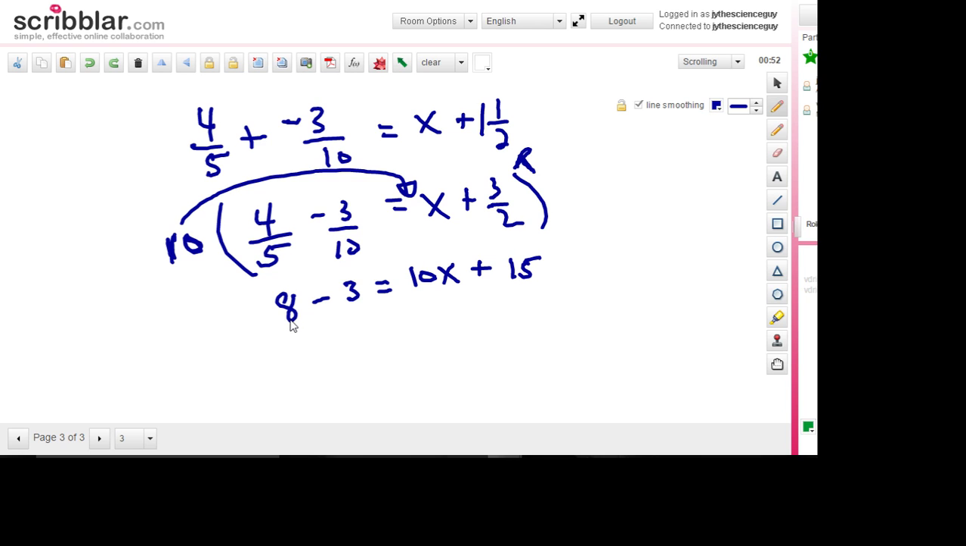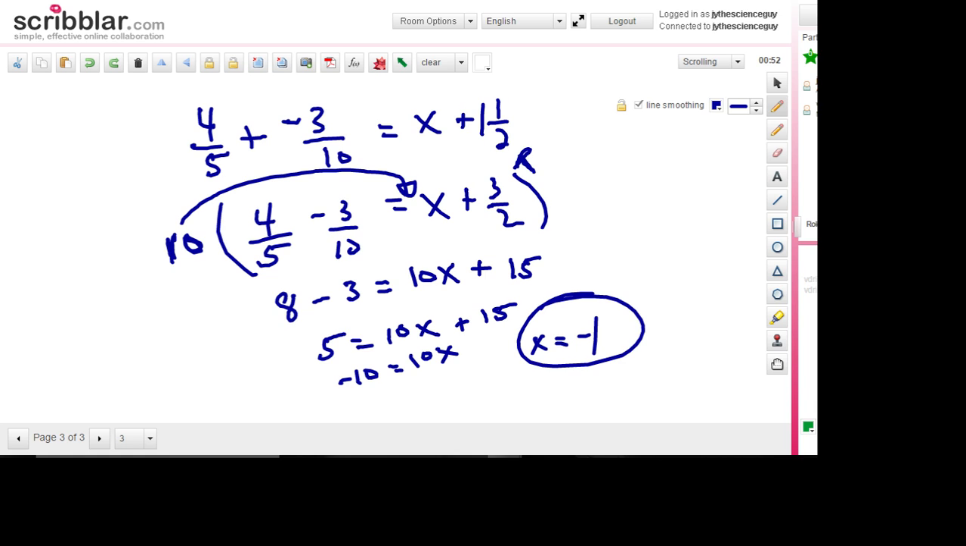Okay, let's clean it up. What's 8 minus 3? 5 equals 10x plus 15, which is subtracting the 15, which would be negative 10 equals 10x, divided by 10. So negative 1 equals x. Booyah.